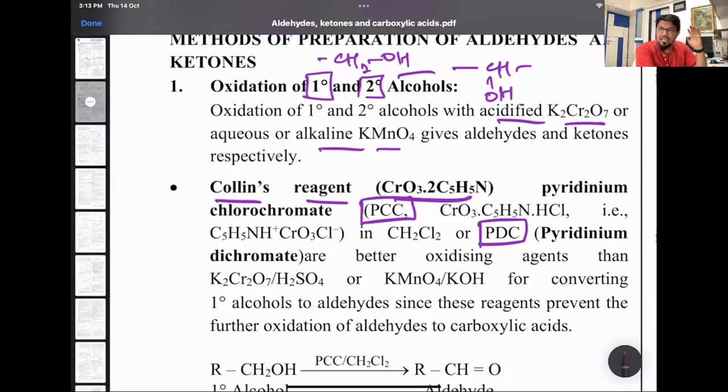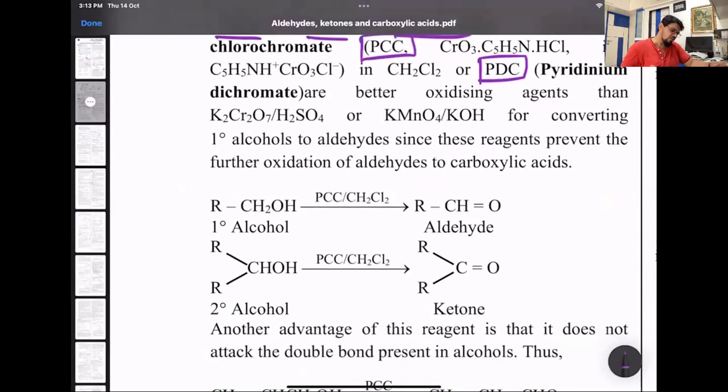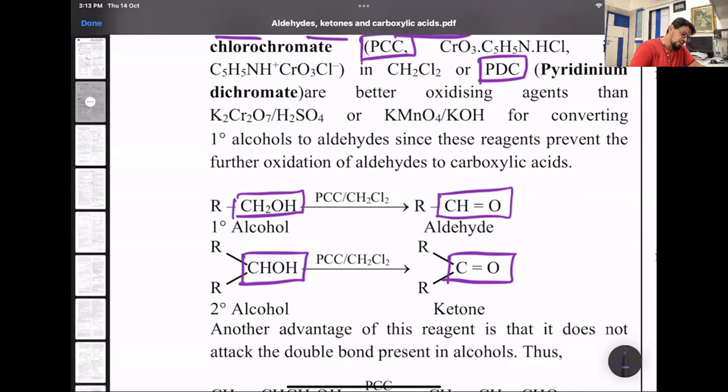It will finally go to acid. That's why we use mild oxidizing agents, PCC or PDC or Collins reagent. Collins reagent is an extra point over there. PCC, PDC, two to be done regularly. So look at that. Primary alcohol, CH2OH, getting converted to aldehyde. Secondary alcohol, CHOH, with PCC in the presence of dichloromethane, gets converted to a ketone.